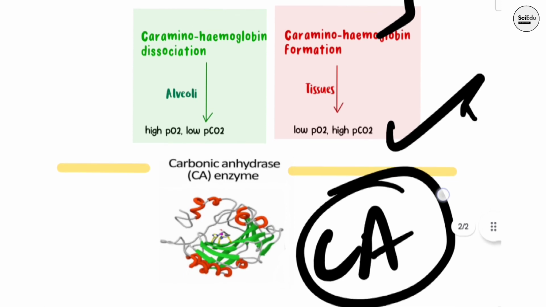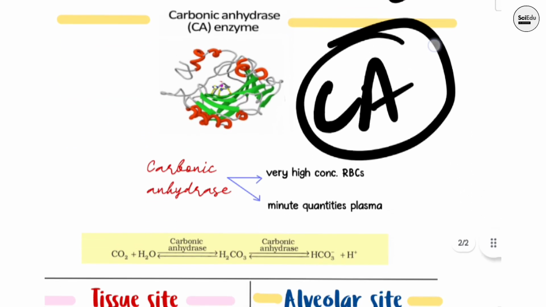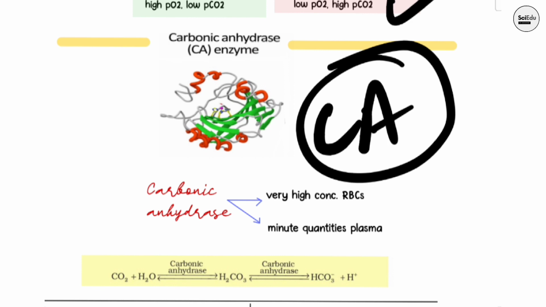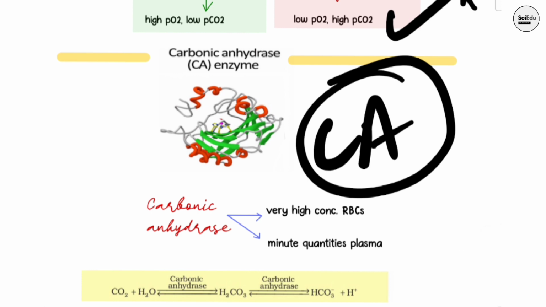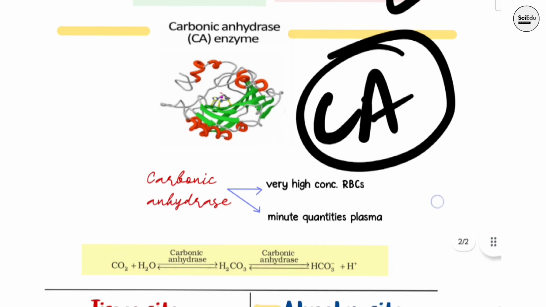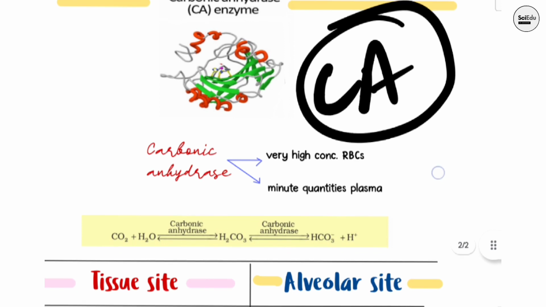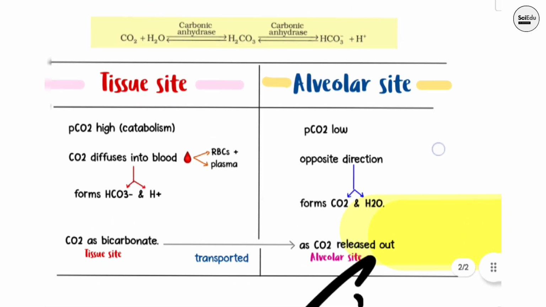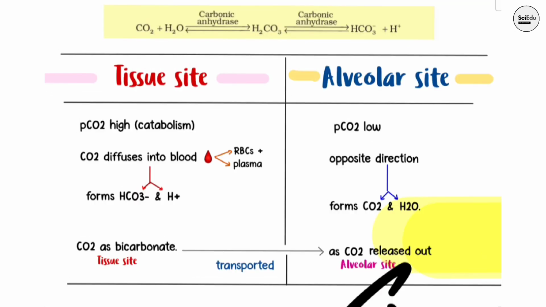RBCs contain a very high concentration of the enzyme carbonic anhydrase, and minute quantities of the same is present in the plasma too. This enzyme facilitates the following reaction in both directions: CO2 + H2O <-> (carbonic anhydrase) H2CO3 <-> HCO3- + H+. At the tissue site where partial pressure of CO2 is high due to catabolism, CO2 diffuses into blood, RBCs and plasma, and forms HCO3- and H+.